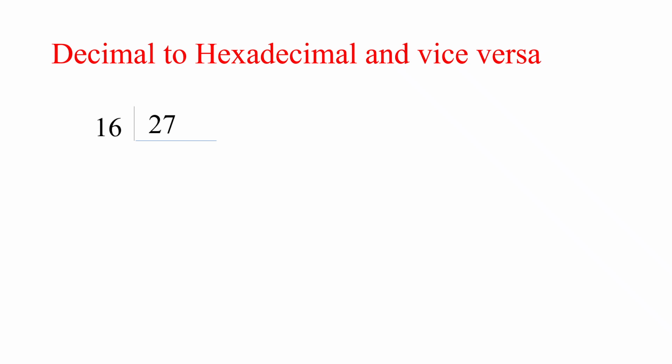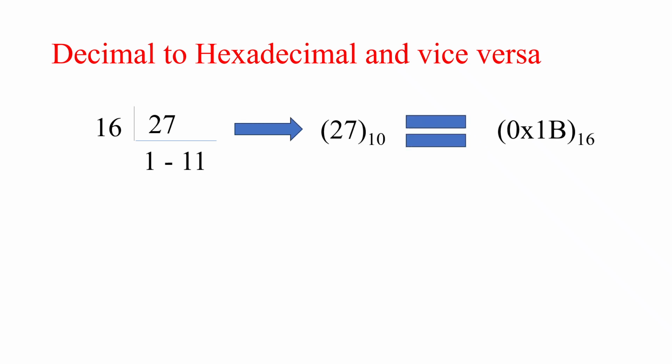Decimal and hexadecimal conversion and vice versa. Let's start by converting 27 in decimal to hexadecimal. We divide 27 by 16. The quotient is 1 and the remainder is 11. Now remember, in hexadecimal, the number 11 is represented by the letter B. So 27 in decimal becomes 1B in hexadecimal.